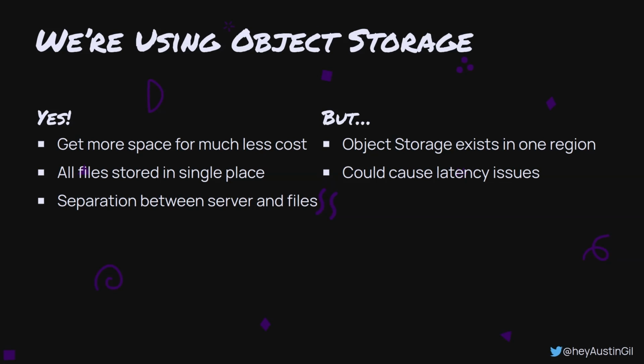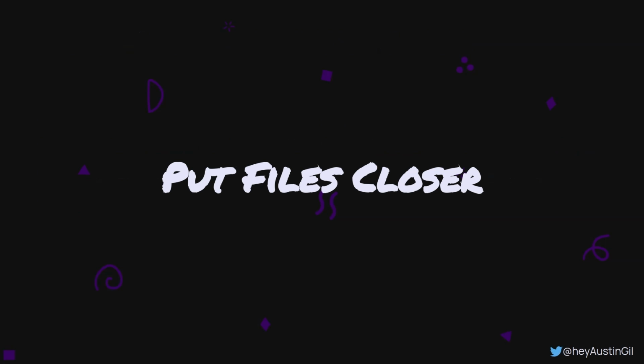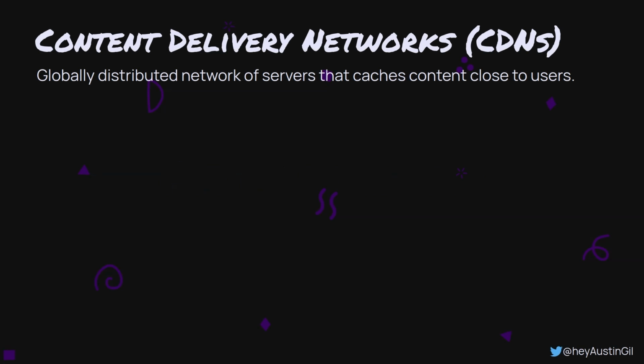Downsides, or things that we still need to address, is that object storage, while it's great, when you deploy it, it's sort of like deploying a server. It exists in a single region. You have to tell your service provider which region you want your object storage to exist in. And depending on your audience, if you have people from around the world coming, this could cause latency issues for those users. So the solution there is to put files as close to the user as possible. We can do that with a service called a content delivery network, or CDN. Now, fun fact, Akamai was actually the first company that pioneered the idea of CDNs 25 years ago.